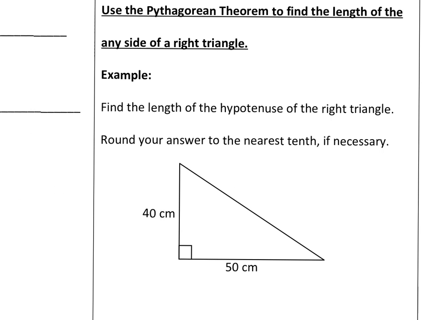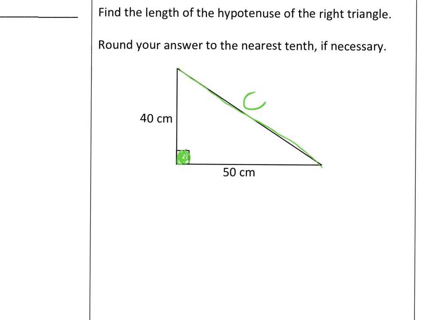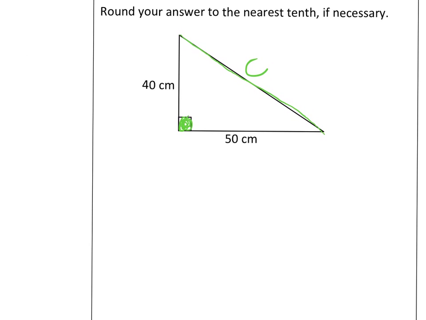Okay, the next thing we're going to do is use the Pythagorean theorem to find the length of any side of a right triangle. In this first example, we're going to find the length of the hypotenuse. The reason I know that this is the hypotenuse is because it's not touching the right angle. So that's got to be c. That's going to be our missing side this time. Also notice that it says round our answer to the nearest tenth.